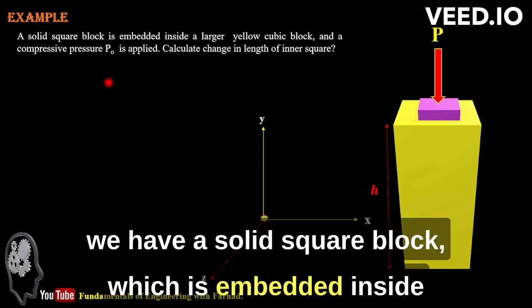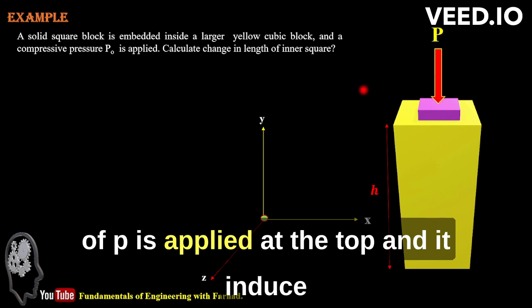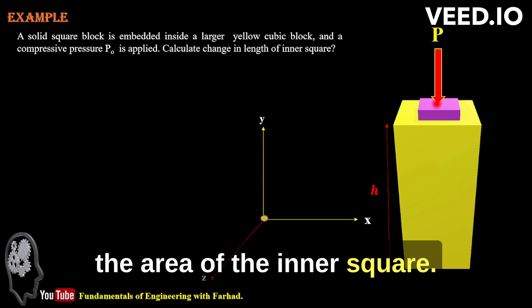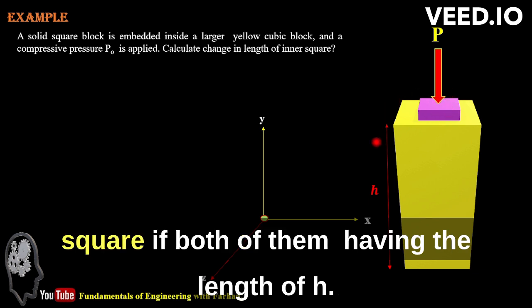In this problem, we have a solid square block which is embedded inside a larger yellow cube block, and a concentrated load of P is applied at the top, and it induces a compressive pressure of P naught, which is force over the area of the inner square. We want to calculate the change in the length of the inner square if both of them have the length of h.